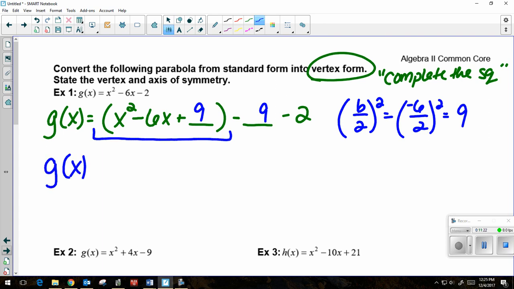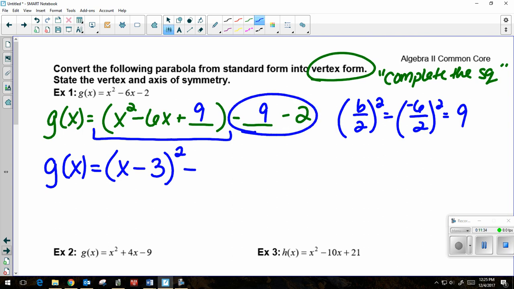I'm going to use the shortcut. So the shortcut is x minus half of b. B is 6. If I cut it in half, I'm going to get 3. So x minus 3 squared. And then these two pieces give me a minus 11. So here's the vertex form.